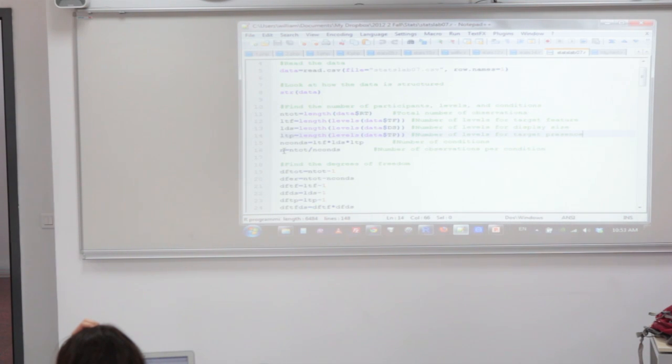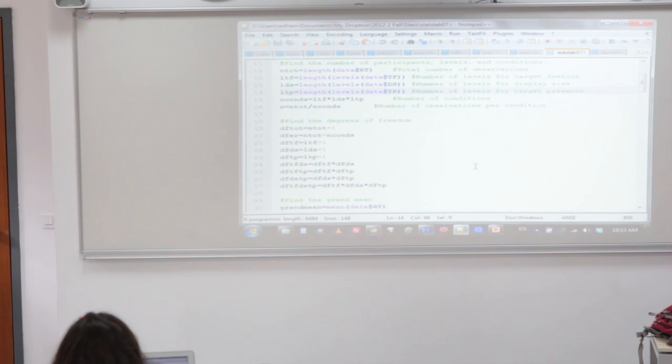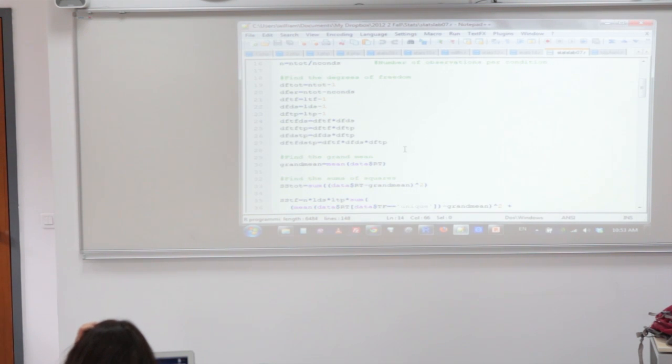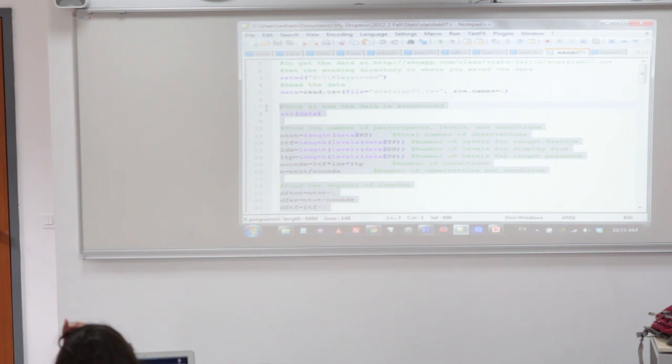All right. So then, all I did was I found the degrees of freedom. This is all standard stuff. Degrees of freedom for the total is just the number of total observations minus 1. Degrees of freedom for the error is the number total minus the number of conditions, and so on. I found the grand mean to make some of the other calculations easier. Then I started finding sums of squares. Let me put all of this in here so I can work with it.